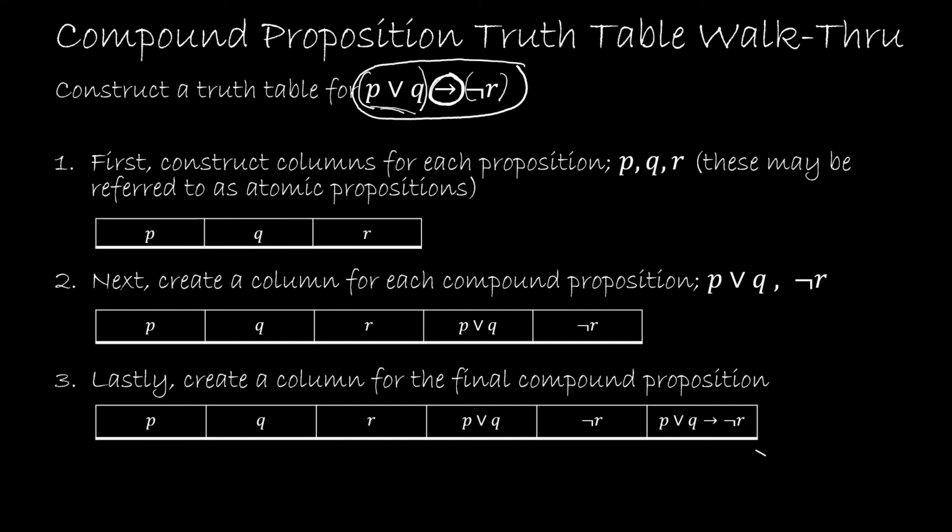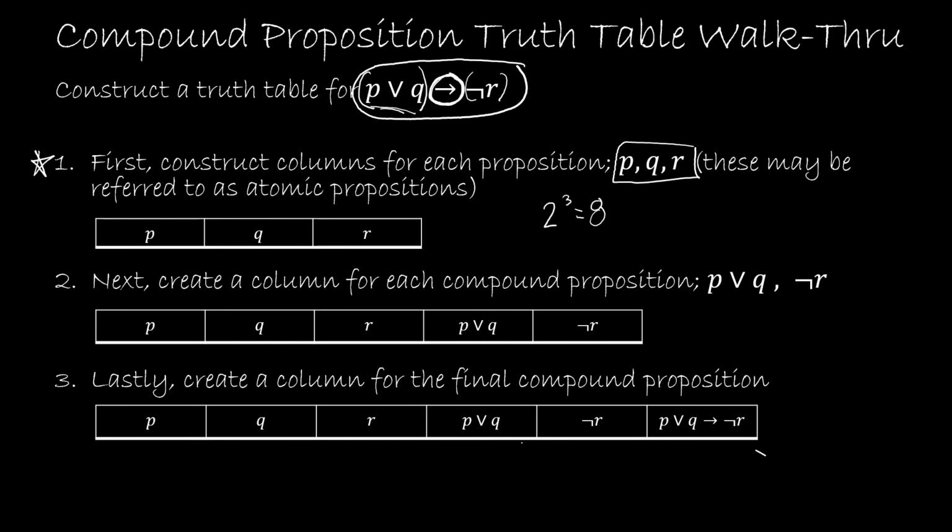So the first thing we would do, step 1, is construct a column for each proposition, P, Q, R. And you can even put in the rows now. We have 3, so it's 2 to the 3rd, or 8, and I have that on the next slide, but you get the idea. You can go ahead and make the rows now if you'd like. But you need a column for each proposition, P, Q, R in this case.